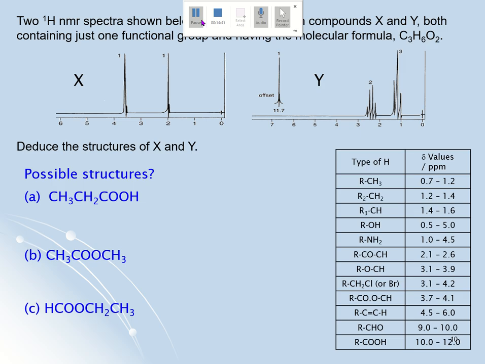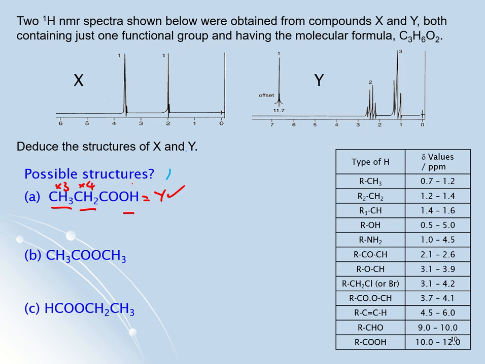So again, if you pause the video, have a look at the question, or have a go at it at least, and then I will go through it on the screen. So if we look at the first question here, we're going to have 3 signals. So this structure here could potentially be Y. It's definitely not X. We're going to have three signals in a ratio of 3 to 2 to 1, which also fits for Y. And we should have them as a triplet, a quartet, and a singlet. And our singlet should be way downfield, which fits pretty well there as well.